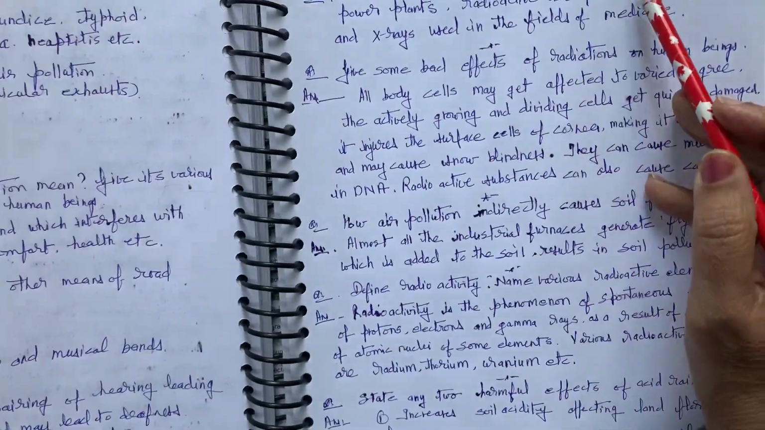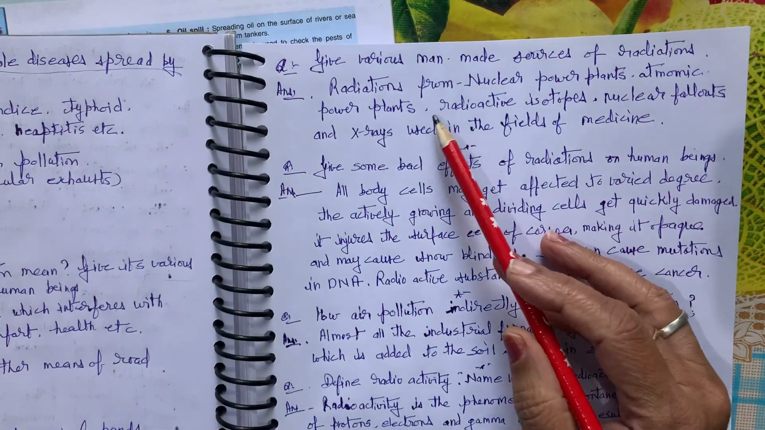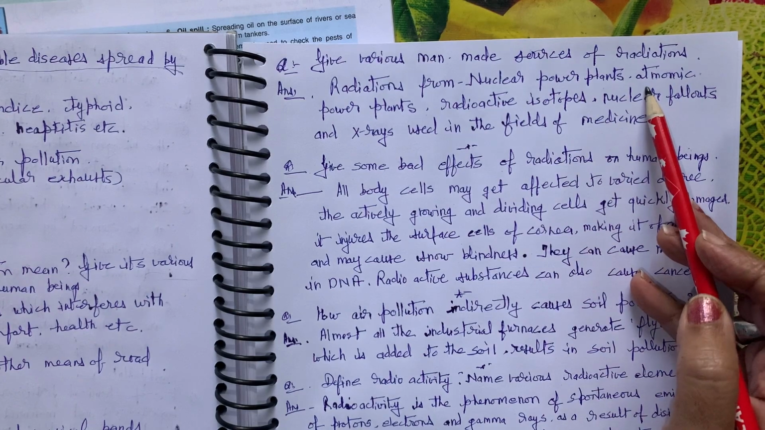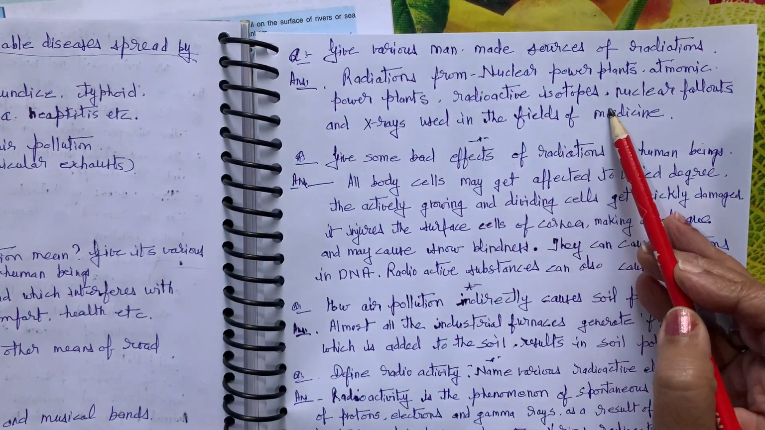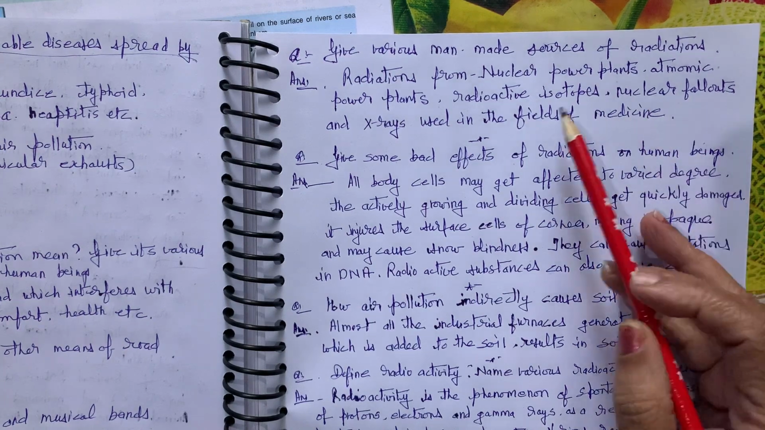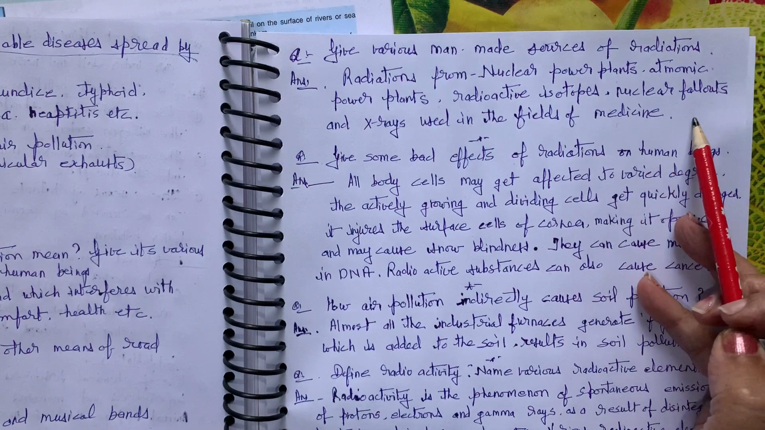Give various man-made sources of radio radiations. Radiations from nuclear power plants, atomic power plants, radioactive isotopes, nuclear fallouts, and X-rays used in the field of medicine.